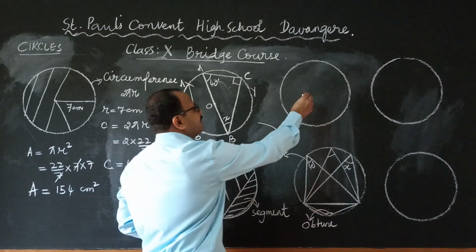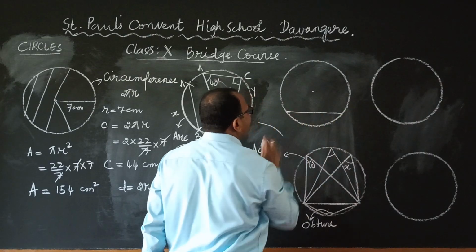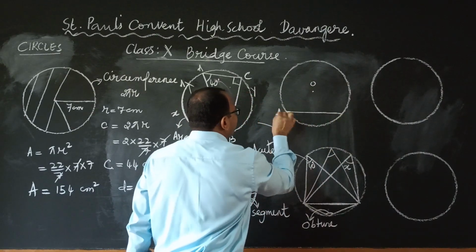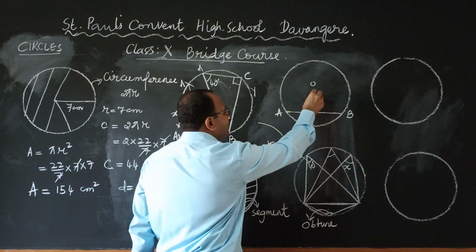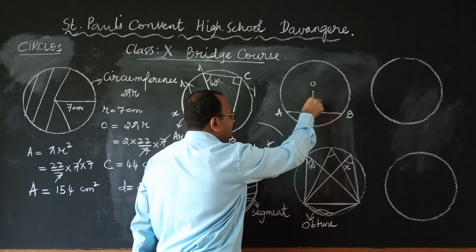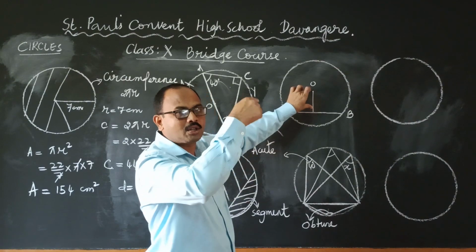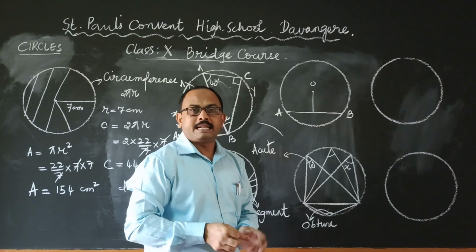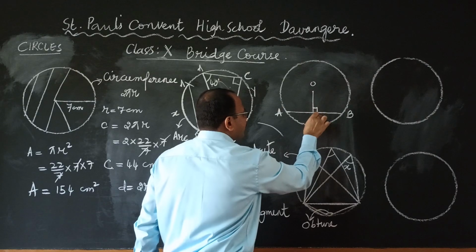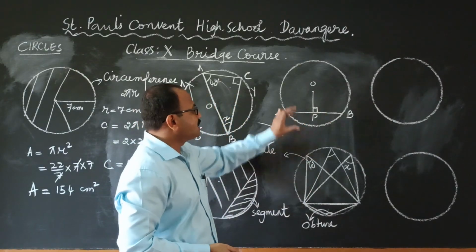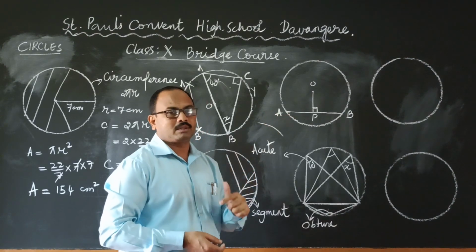Then, one more term, children. This is the center of the circle. This is a chord I have drawn. Center of the circle, AB is a chord. Now, children, let me draw a line from the center to the chord. We call this the distance from the center to the chord, which means, children, it is the perpendicular distance, remember. Therefore, this OP is nothing but the perpendicular distance from the center to the chord.